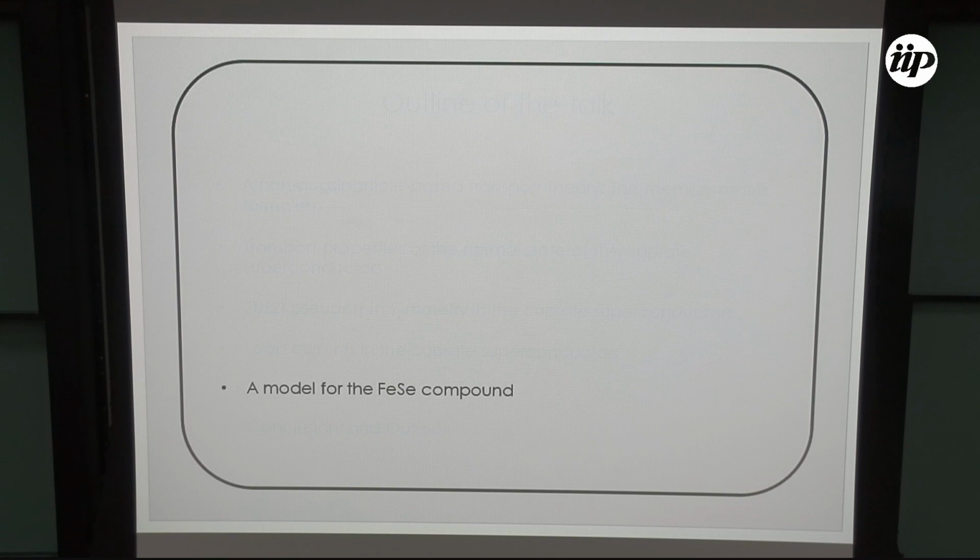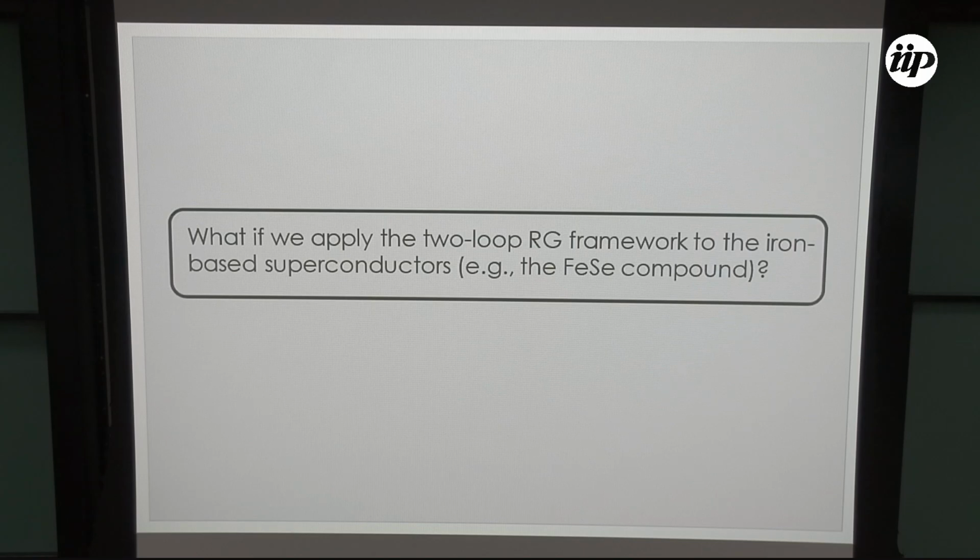So I will briefly mention here a model for the so-called iron selenide compound. The main question here is, what if we apply the two-loop RG framework to iron-based superconductors? I will focus on this iron selenide compound, and this is based on this work that I submitted recently, and it's posted on the arXiv, which I did with my student.